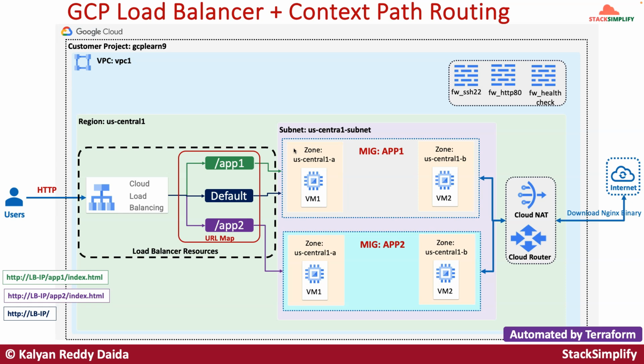One is context path based routing. When the request comes with /app1 as a context, it should be sent to one set of managed instance groups. If the request comes with /app2, it should be sent to another set of managed instance groups. And when the request comes with the root context, it should go to one set of managed instance groups. How do you do that? In the load balancer you will have a URL map, and there you need to configure it. This whole thing we are going to implement using Terraform.